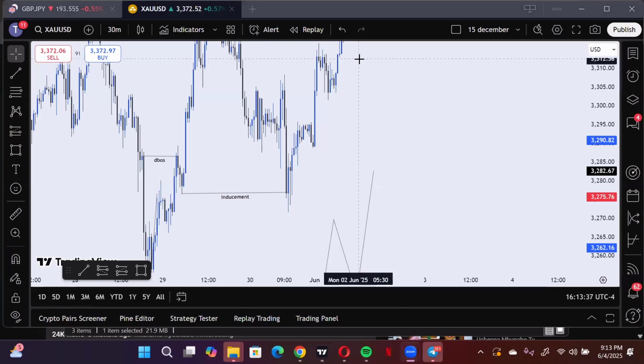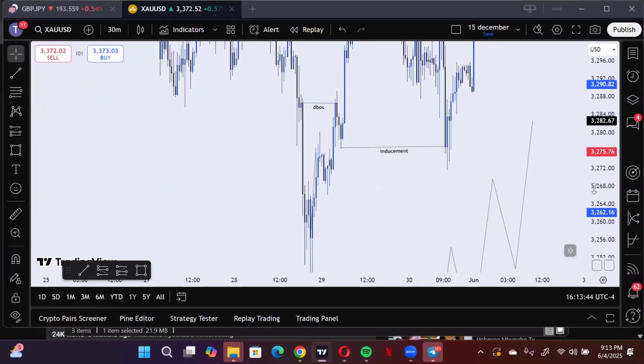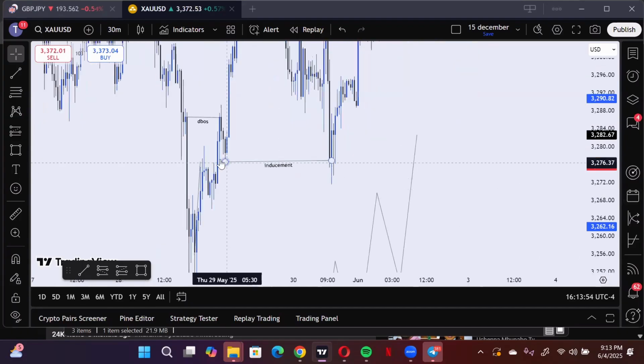So it's now time to look for the third one, which is the point of interest. From this scenario, we're looking for an order block. Like I said, if it's a bullish scenario, you're going to use a bullish order block, and if it's a bearish scenario, you're going to use a bearish order block. So we're looking for an order block that exists inside the whole structure movement. We got our double breakout structure here, we got our inducement, then the next one is the point of interest.